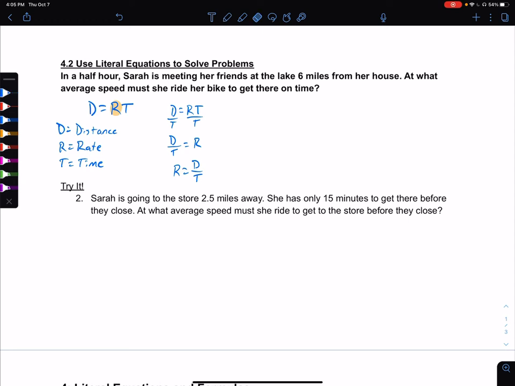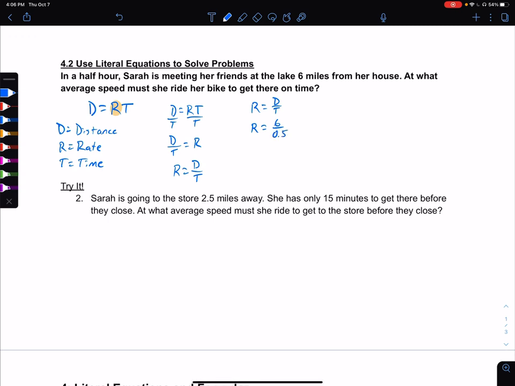So what I can do is plug my numbers in. I would take r equals distance divided by time. I'm trying to solve for r. I know that the distance is 6, and I know that the time is half an hour, so that would be 30 minutes or 0.5 hours. Be careful what you use. We're probably looking for miles per hour here. They did say 6 miles from her house, so you want to keep that in terms of miles per hour. So for half an hour, we would use 0.5.